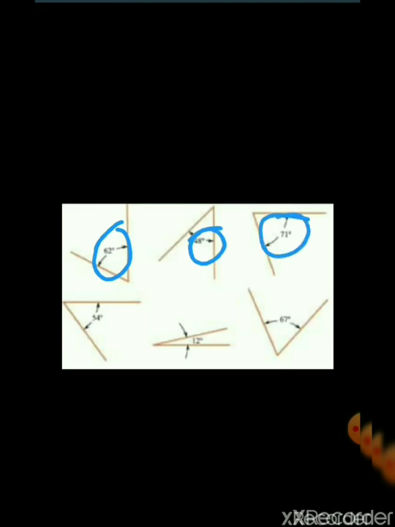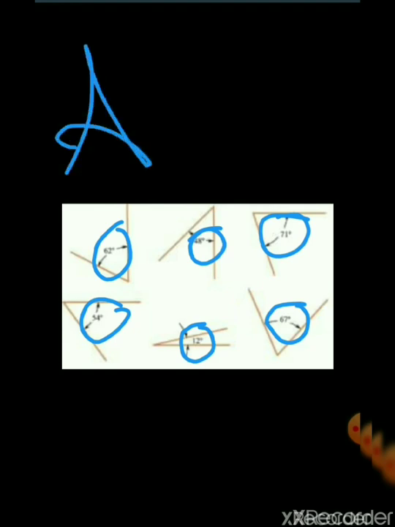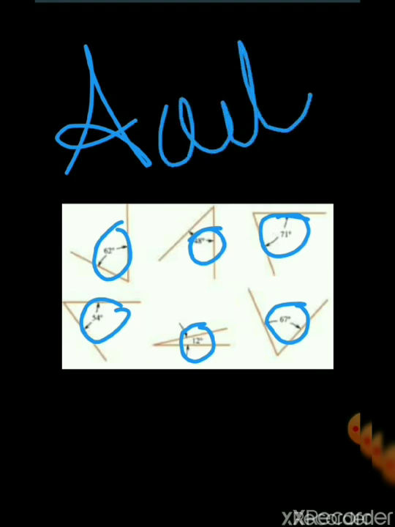Now here you can see more examples of acute angle. This first angle is of 62 degrees, which is less than 90 degrees, so it's an acute angle. This one is 48 degrees. This is 71. This one is 54. This one is 12 degrees, and this one is 67 degrees. So as you can see, all of them are less than 90 degrees. So all these are acute angles. What are these? These are acute angles as they are less than 90 degrees.